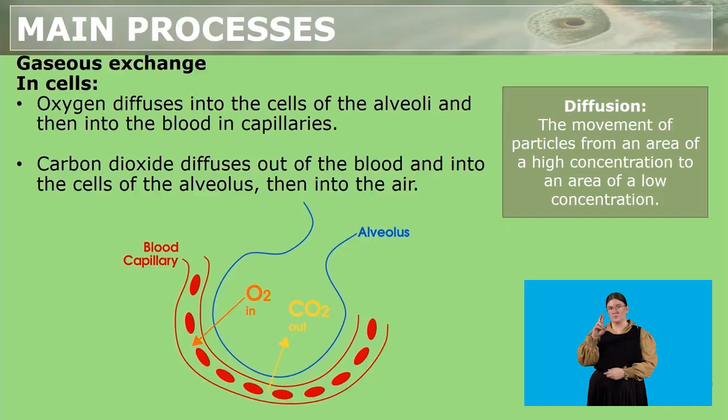Carbon dioxide diffuses out of the blood and into the cells of the alveolus, then into the air. And remember, diffusion is the movement of particles from an area of high concentration to an area of low concentration. So with the explanation of the process of gas exchange in the lungs and in the cells, we were able to see how the gases oxygen and carbon dioxide diffuse in and out of the alveolus.